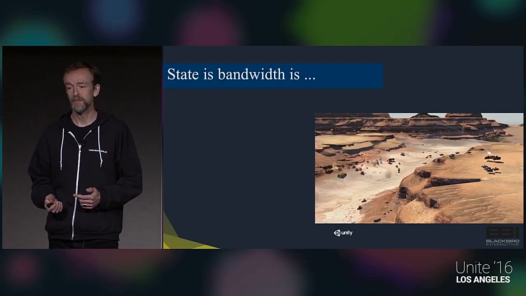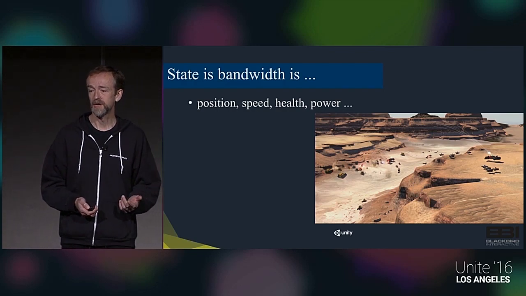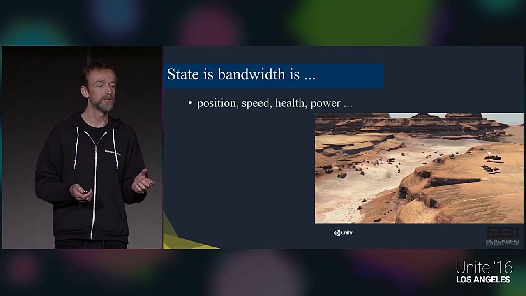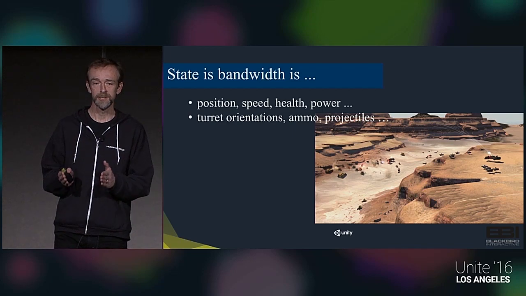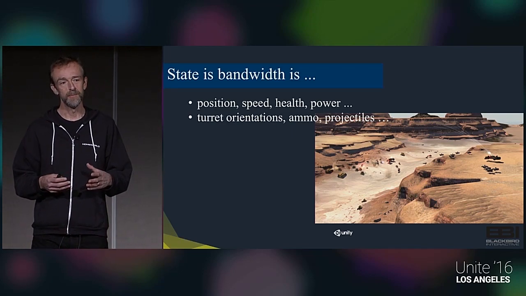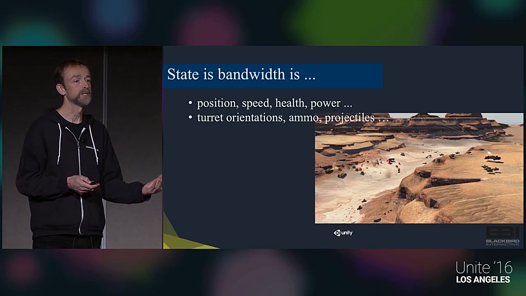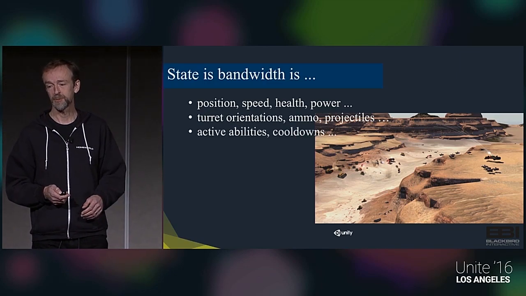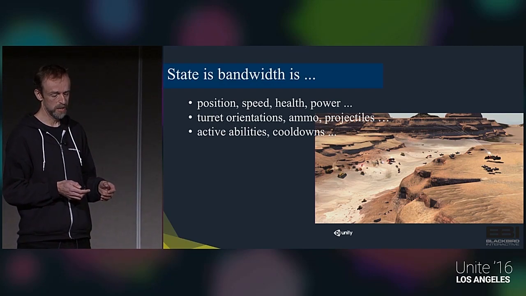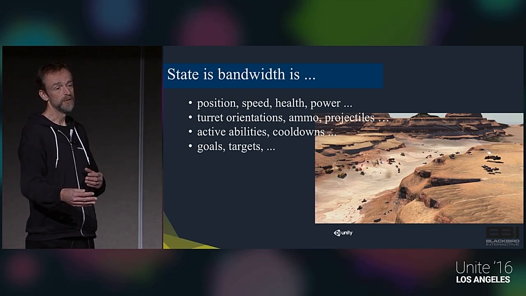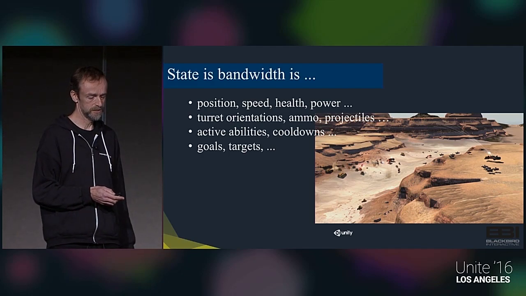For an RTS game, there's a lot of state information in the game. So every unit has a position. It's got a speed, it's got health, it's got power, it's got a bunch of other attributes. It may have one or more turrets. The turrets have an orientation. How much ammo do I have in my gun at the moment? How many projectiles have I launched? What's the cooldown until I can launch the next projectile? How many abilities are activated? Where am I moving towards? Which units am I trying to attack? Which group of units am I considering for attack targets?